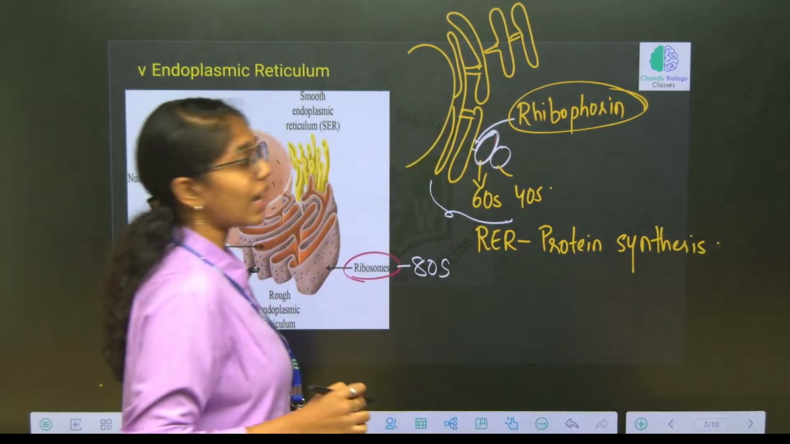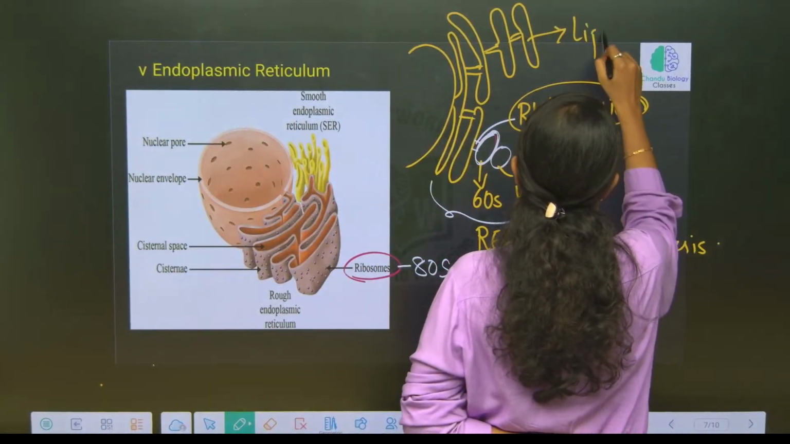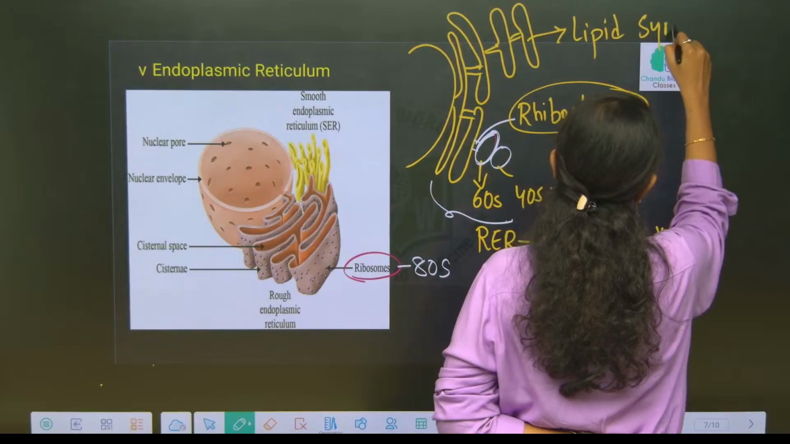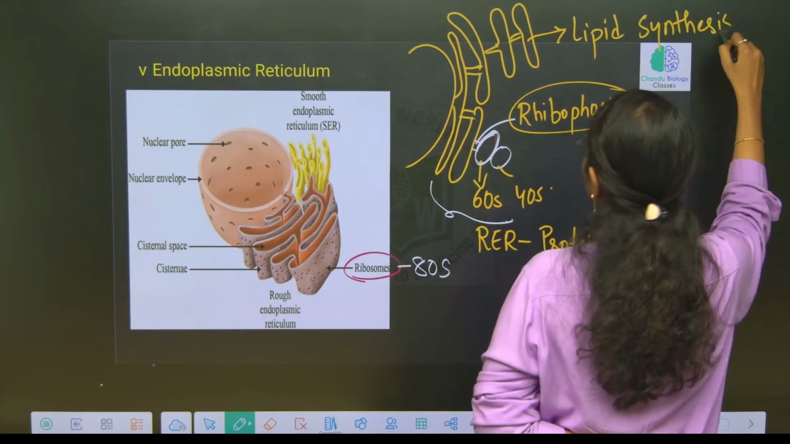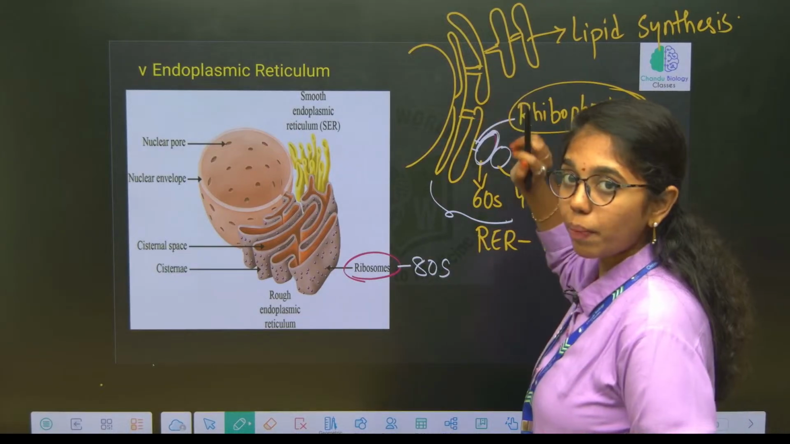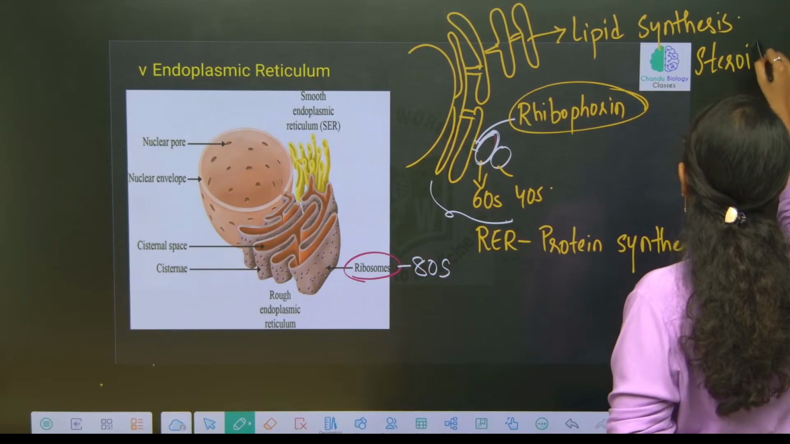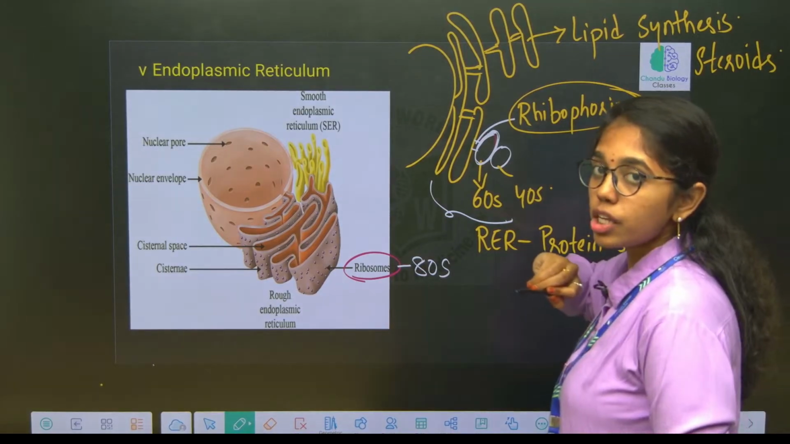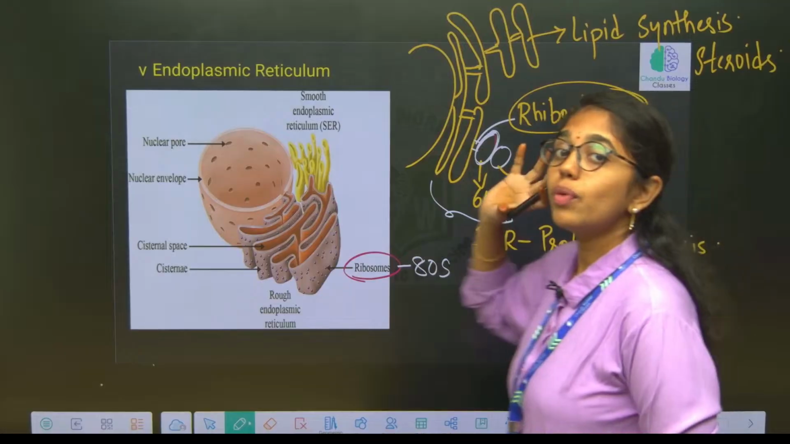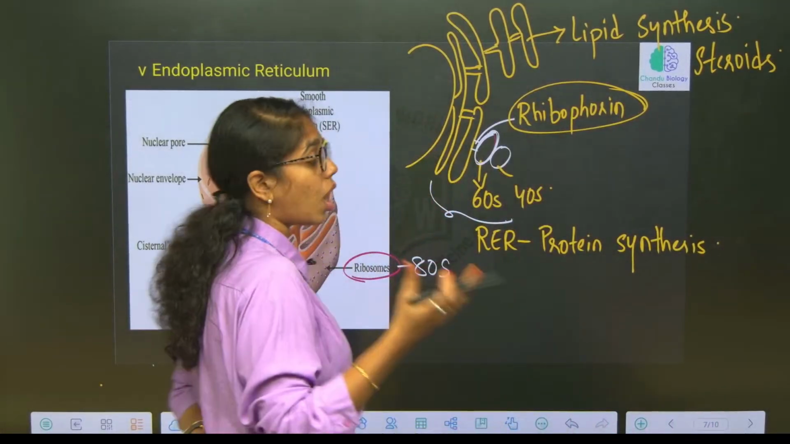And smooth endoplasmic reticulum is involved in lipid synthesis. If it is an animal cell, along with the synthesis of lipids, smooth endoplasmic reticulum will also synthesize steroids. Along with that, it will regulate muscle contraction by uptake and release of calcium ions.